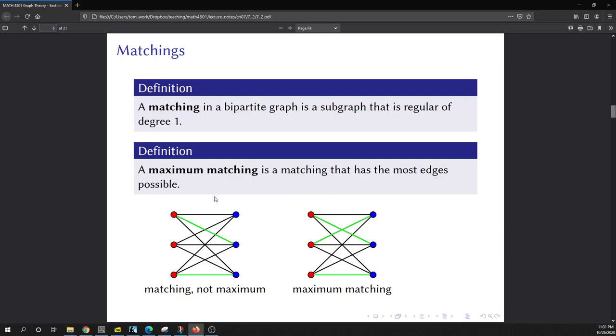So here you can see that this is an example of a matching, right? So here the green edges are the subgraph that I'm talking about with the matching. So this is a matching, but it is not a maximum matching, right? Because I could add another edge in there as well. Okay, so I could put another edge in here and have another matching. And in fact, that's what I did over here, right?